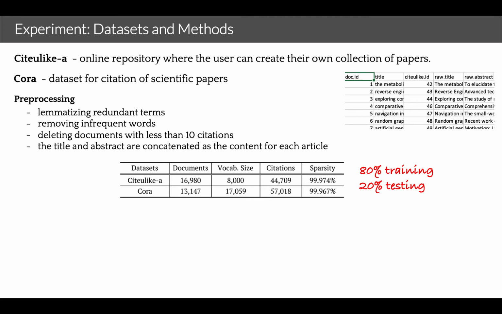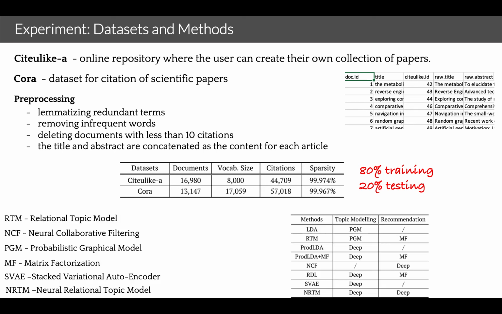And several methods and approaches were used to evaluate this dataset. We have RTM, relational topic model, and NCF, neural collaborative filtering. And the two methods proposed in the paper are the stacked variational autoencoder, which is for topic modeling, and the neural relational topic model.